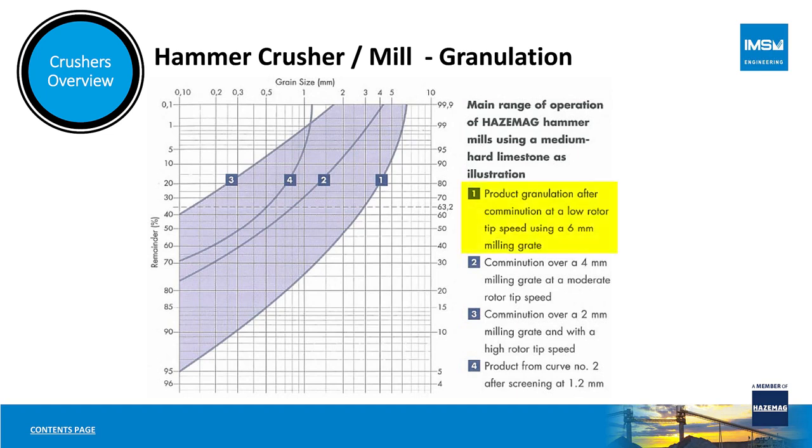If you look at curve number 1, the crusher is running at a low rotative speed using a 6 millimeter grate. If you compare curve number 3, it's the same machine, but running at a higher rotative speed, crushing over a 2 millimeter grate. As you can see, this one machine can produce a large envelope of products as your process requires.